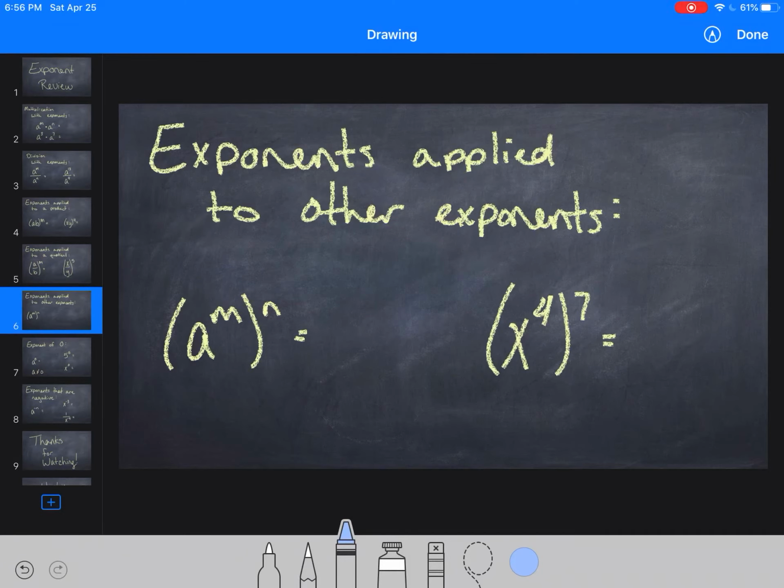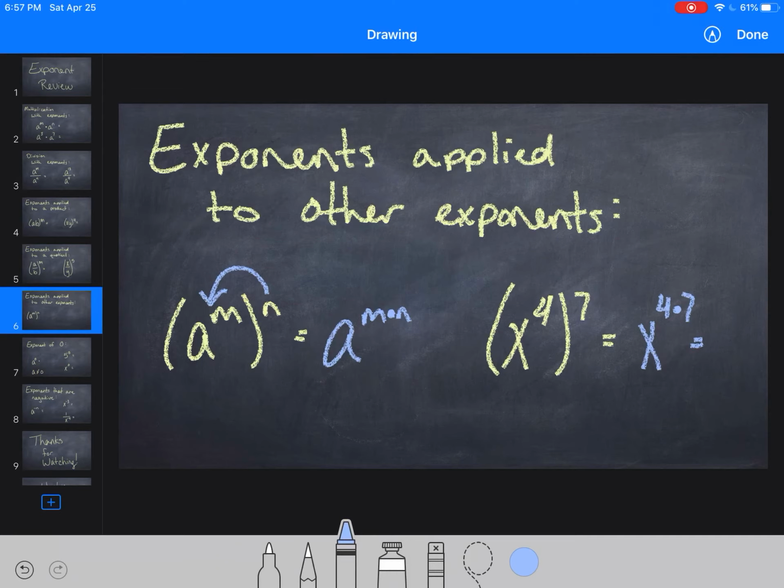If I had exponents on the outside of parentheses and exponents on the inside of the parentheses, this is called power to a power. So we're going to have exponents that are applied to other exponents. Well, that base is an a. We only have a single base, but we have multiple exponents. Whenever we have a power to a power, we multiply our powers. So we would end up with a to the m times n. Anytime you have one single base but multiple exponents, we just multiply our exponents.